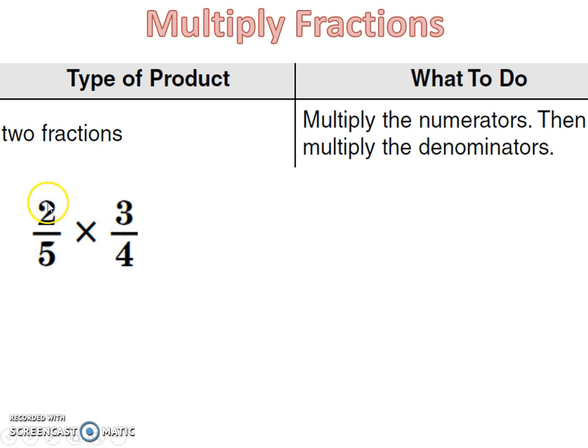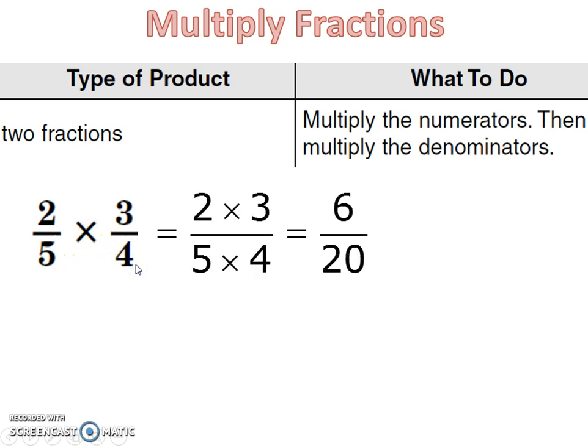First, you multiply the numerators. 2 times 3 is 6. Then, multiply the denominators. 5 times 4 is 20. So the product of 2/5 and 3/4 is 6 over 20.